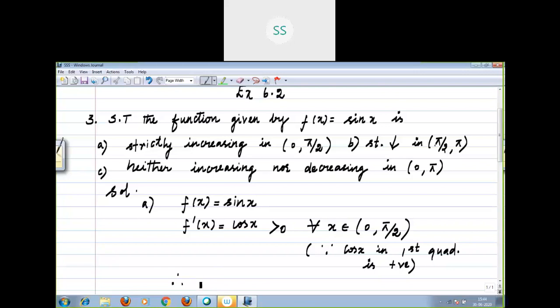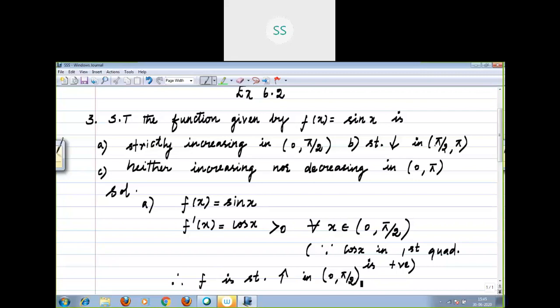Therefore, f is strictly increasing in the open interval 0, pi by 2.